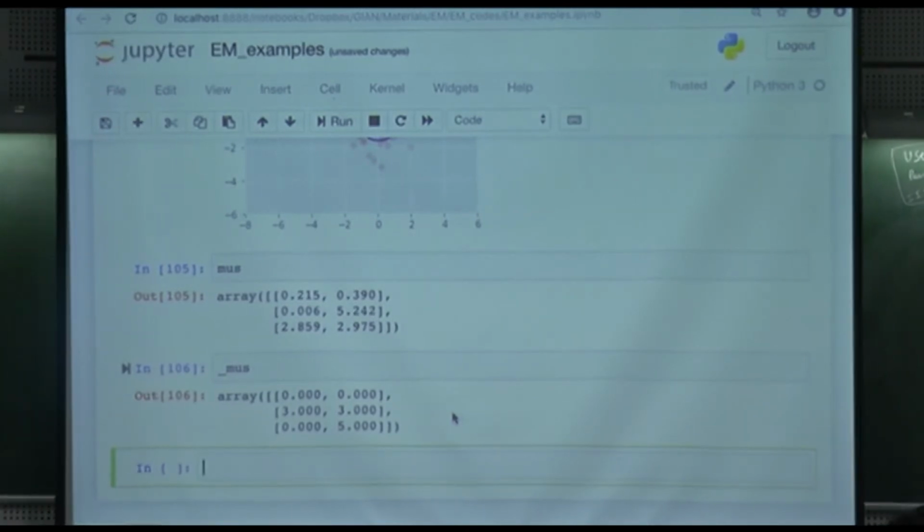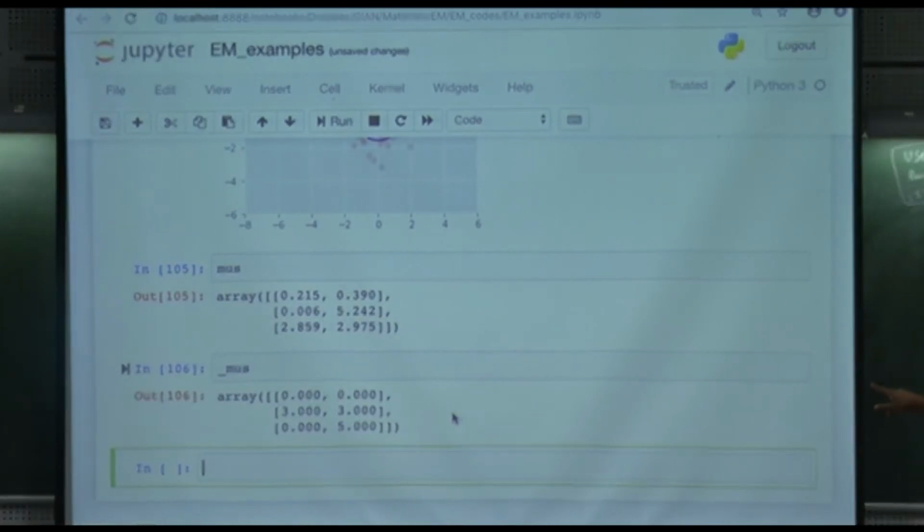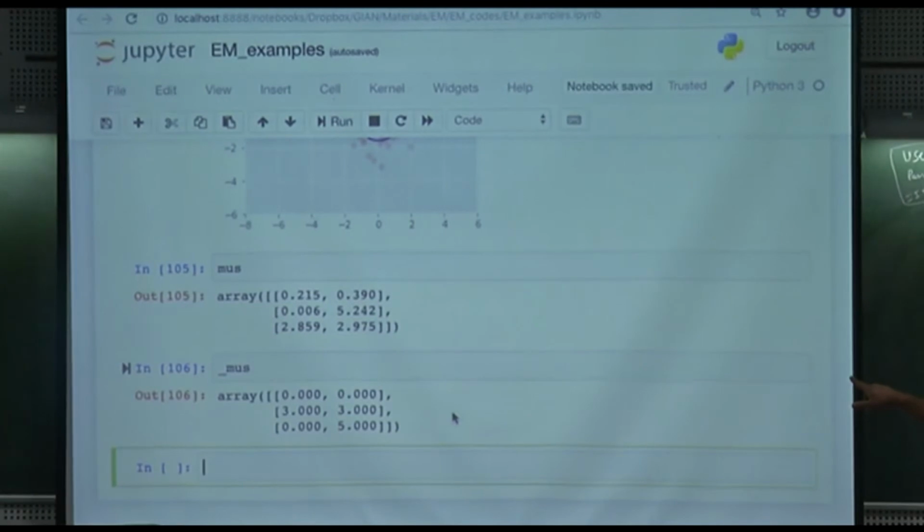The last one. The code didn't know in which order I gave the classes. It doesn't know what class 0 is or class 1 is, class 2 is. It's going to find some permutation. So you can't expect it to exactly find 3, 3 in the second place because we just randomly started it. It found it there. It's about 2.85, 2.975. The one corresponding to 0, 5 has 0.006, 5.242. And it's got 0.215, 0.39, which should have been 0, 0, it's not there.